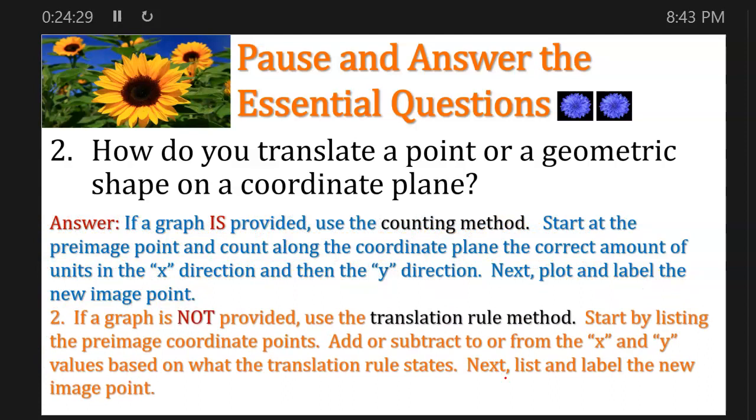If the graph is not provided, use the translation rule method. Start by listing the pre-image coordinate points, add or subtract to or from the X and Y values based on what the translation rule states. Next, list and label the new image point.